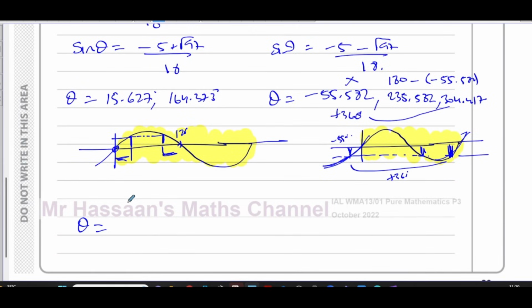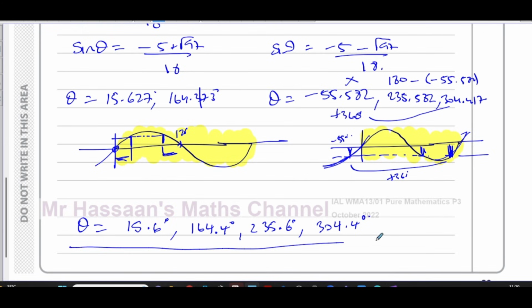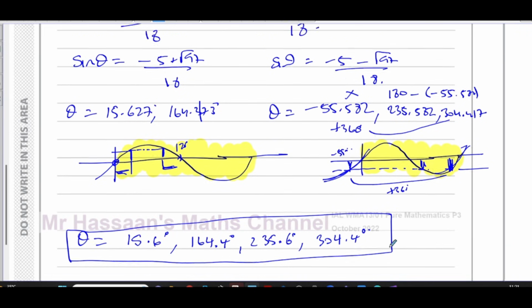I have 4 solutions, and I'm going to round them to one decimal place: 15.6 degrees, 164.4 degrees, and here I'm not going to write the negative answer down, 235.6 degrees and 304.4 degrees. Those are my 4 solutions, which are all within the range of 0 to 360.